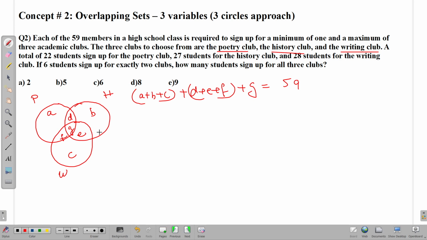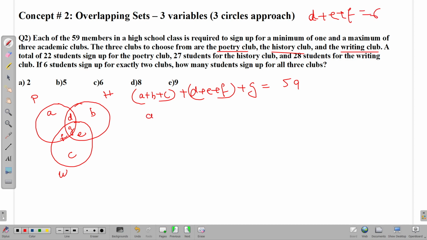59 students. Okay, so what I've been given is that 6 students have joined exactly 2 clubs. Okay, so this is 6. D, E, F is 6. Okay, D plus E plus F is equal to 6. I've been given here D plus E plus F is equal to 6.